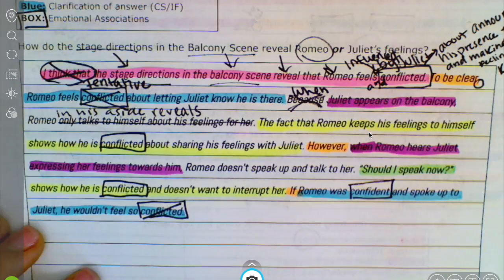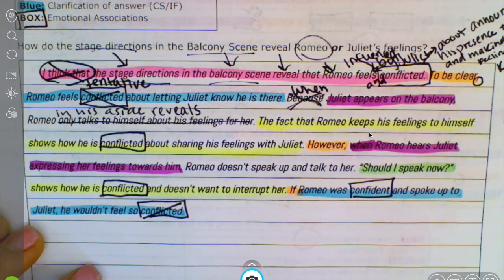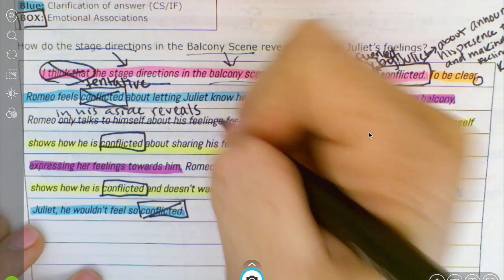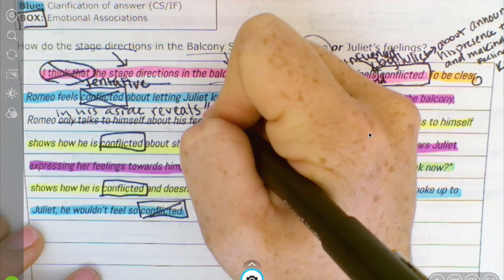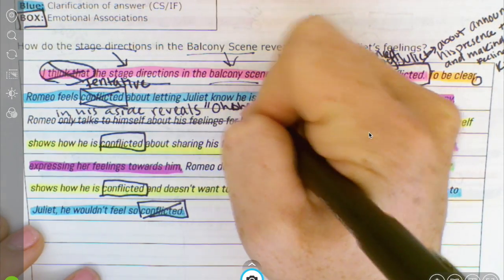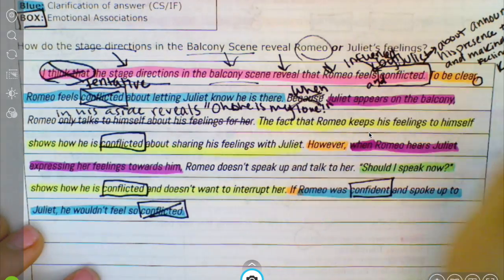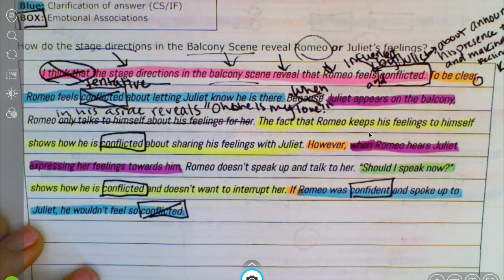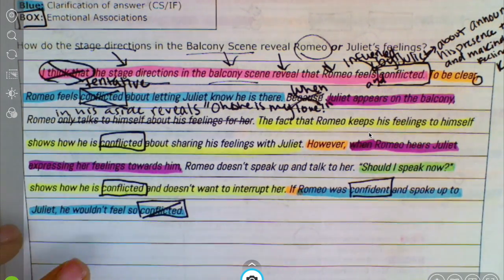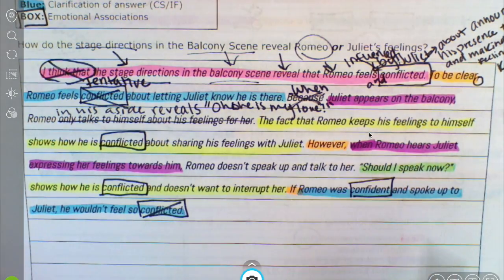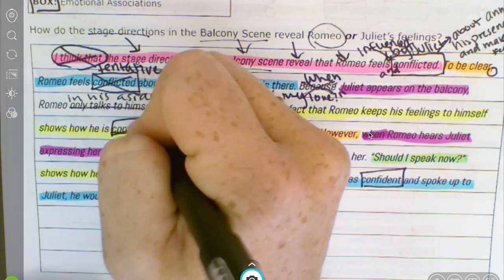reveals, and I need to add in my quote. So I'm just going to pull the same quote from the SAR in the do now. So he reveals, oh, she is my love. I'm going to end my quote there. All right? So that then makes this a proper evidence sentence because I have a real piece of evidence. I have a quote. Then I have the fact that Romeo keeps his feelings to himself shows how he is conflicted. So everything up until conflicted is okay.